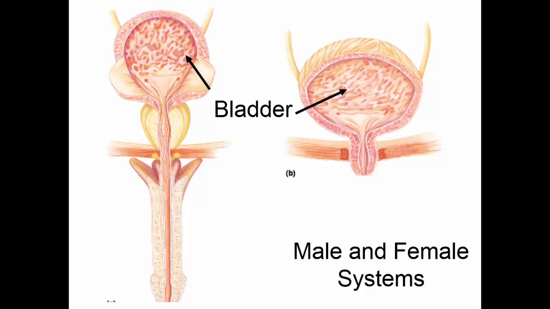The male and female systems differ slightly. We still have the urinary bladder in both, but in males the urethra is much longer than in females. Here you can see much shorter in females. In males, the urethra has to go through the prostate gland, then through the penis. This means that females are more prone to urinary tract infections than males because it's a shorter trip for bacteria to climb up this little bit of short urethra to get into the urinary bladder.